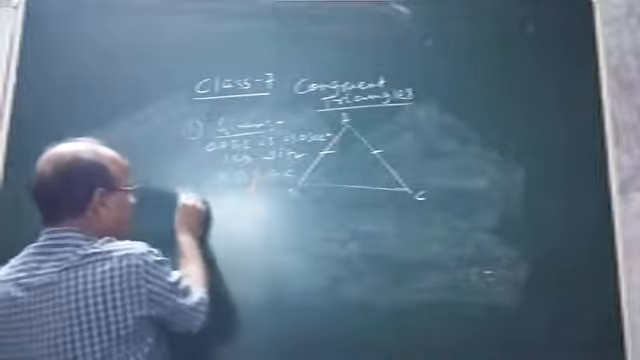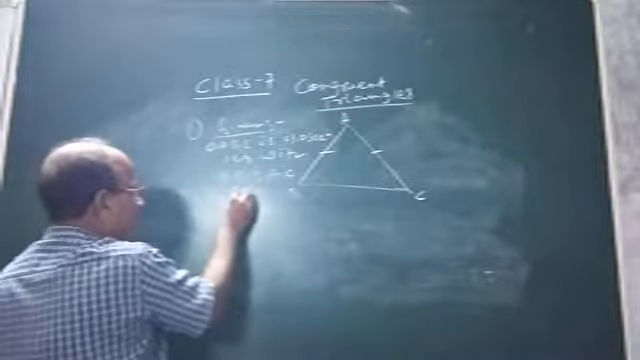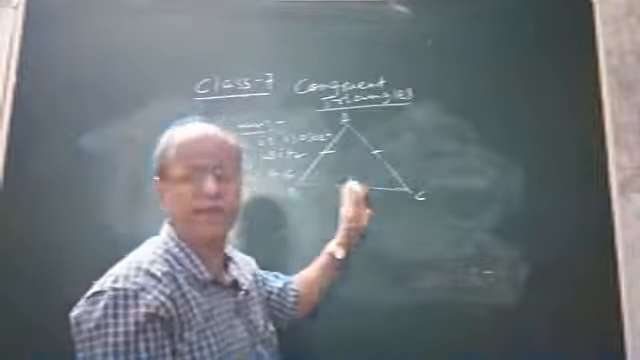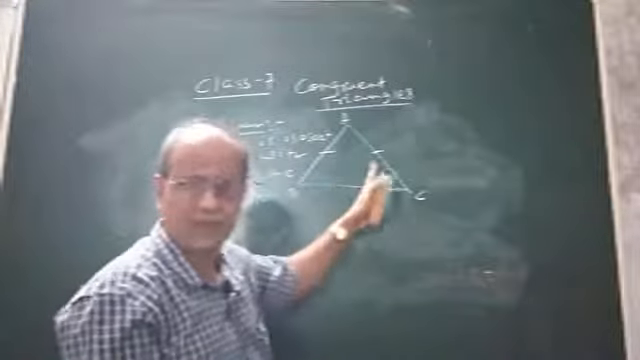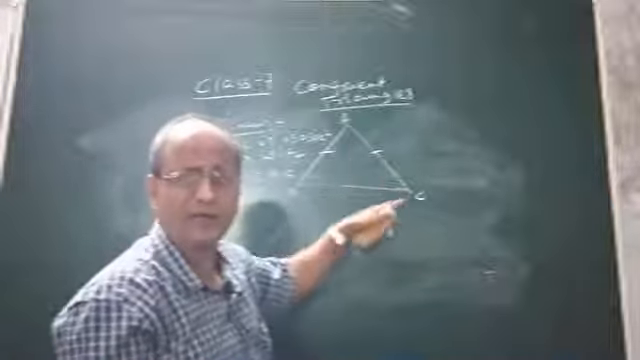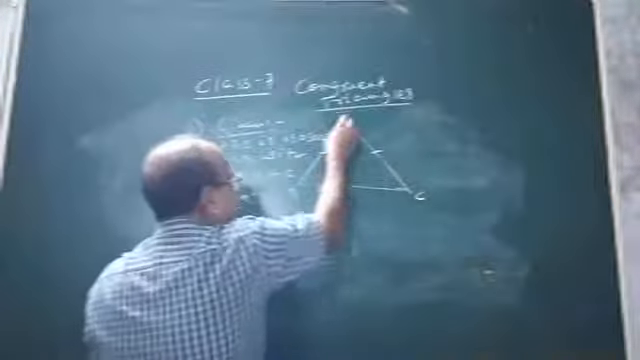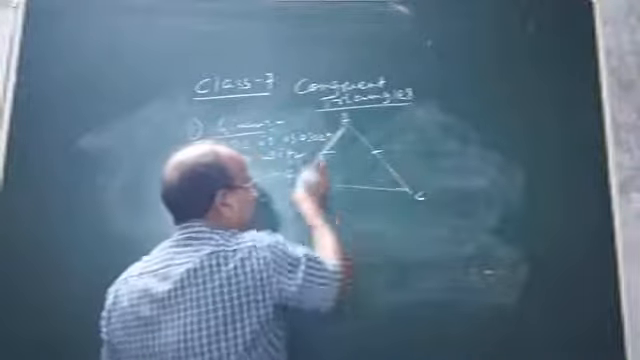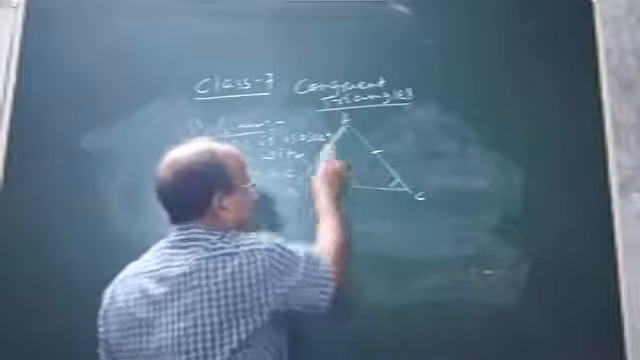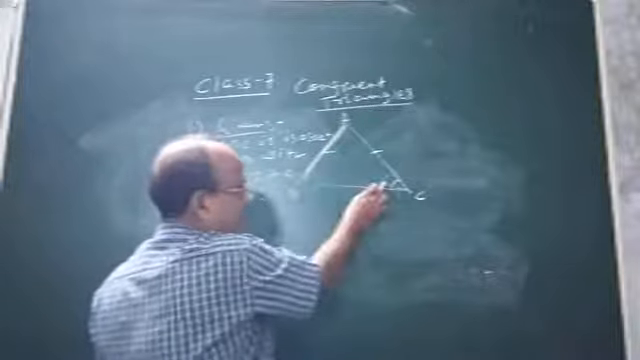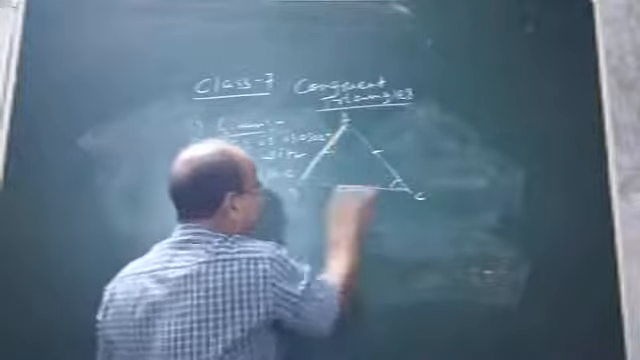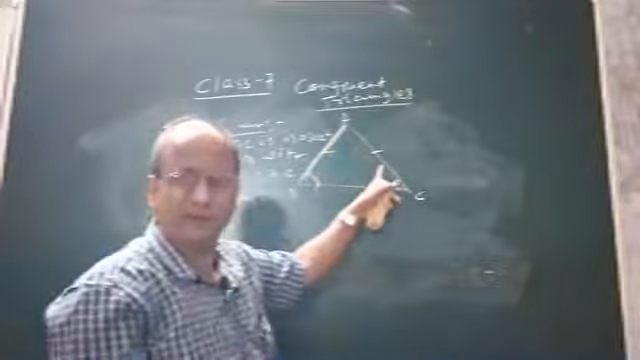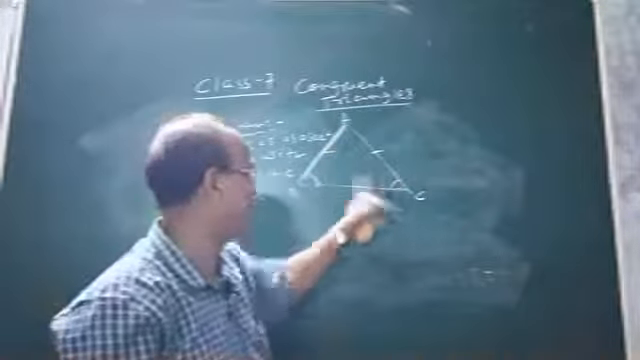Now how will you prove? Let us prove. What is the question? In isosceles triangle ABC, prove that angles opposite to equal sides are equal. What does it mean? Suppose here AB equals AC. Which is the opposite angle of AB? Clearly angle C. And which is the opposite angle of AC? This is angle B. Now the question is, if AB equals AC, how will you prove that angle C equals angle B?